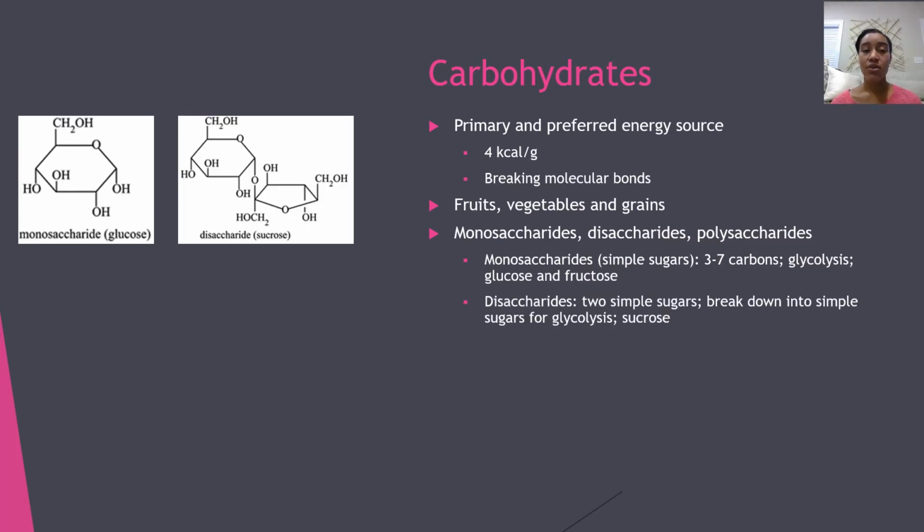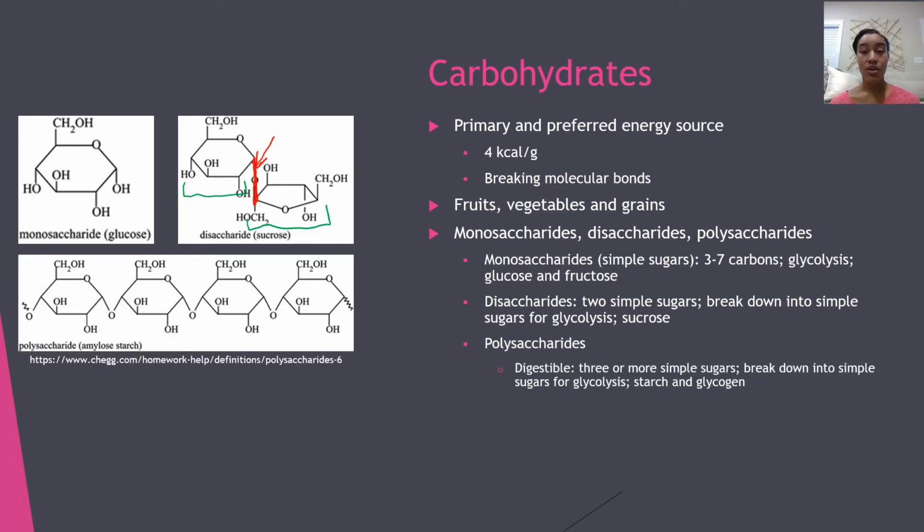And then we also have disaccharides. A disaccharide is the combination of two simple sugars that are connected by a bond. You can see that here we have one sugar and two sugars, connected by this bond that I'm highlighting in red. In order for us to use disaccharides for energy, we first break that bond between the monosaccharides. This gives us two monosaccharides that are then sent to glycolysis to get energy. An example of this would be sucrose.